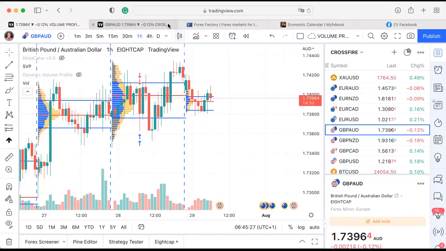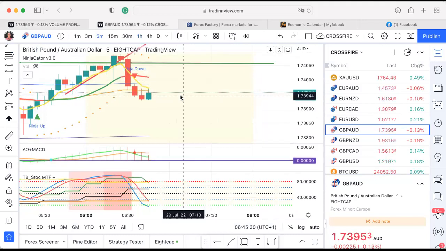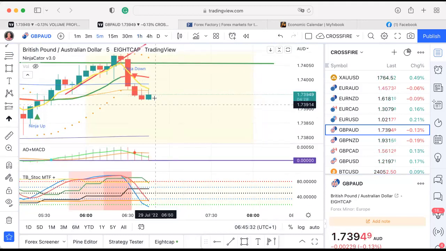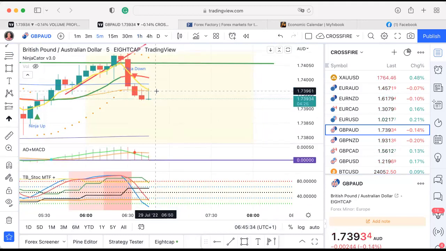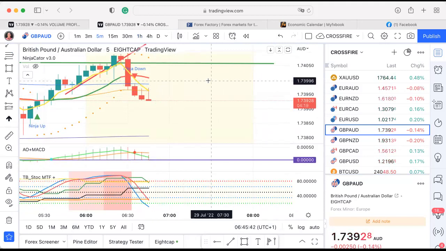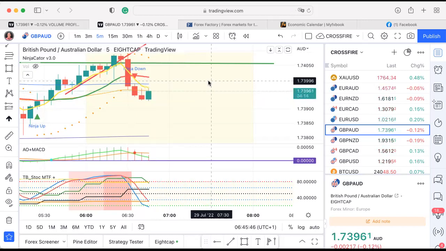And we get paid to be patient. I mean, you could get into that trade now if you were confident it was going to go down, but you'd be getting into drawdown, and there's no point in sitting in a trade in drawdown. You may as well wait until it makes its move.